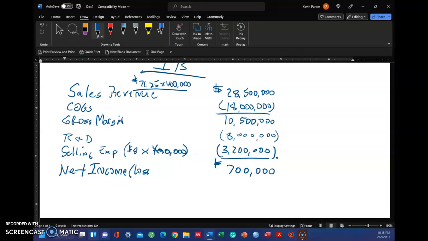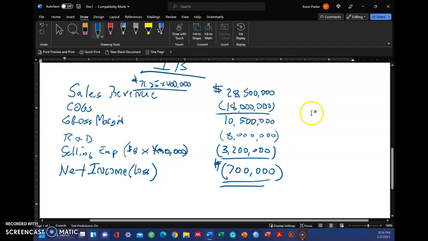That can't be right. Is that right? I just did it in my head, and it doesn't look right. Well, let's make sure. I pulled out my calculator. Yep, that is right. Pretty good. All right, so that's a net loss in parentheses. We'll put parentheses around the loss, so we know it's a loss. All right, so that's the income statement.